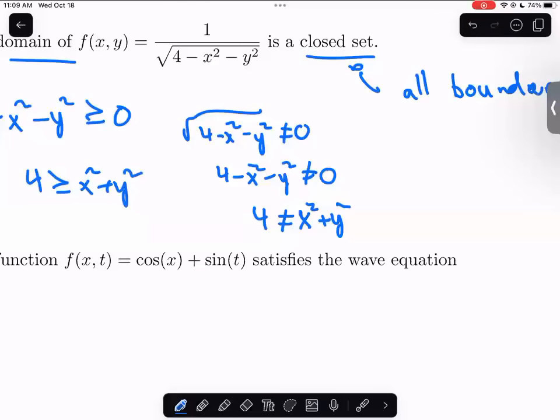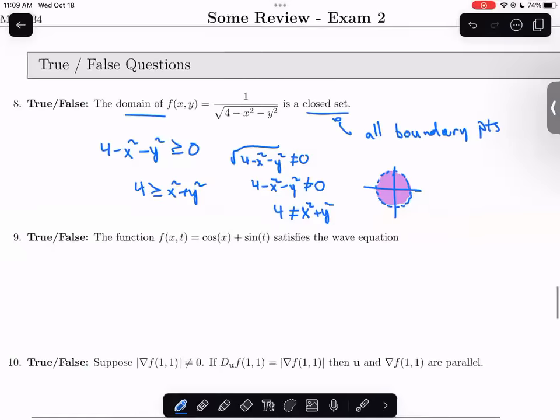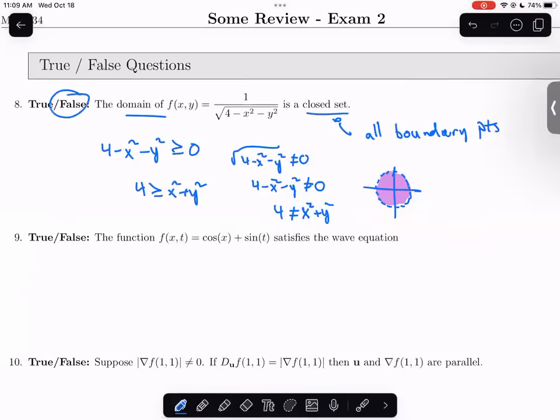So really, these two things together say that x squared plus y squared should be less than 4. So that means you can go up to a radius of 2, but you shouldn't actually equal the radius of 2. So this right here is going to be an open set. It doesn't include any of its boundary points, and so the answer here will be false.